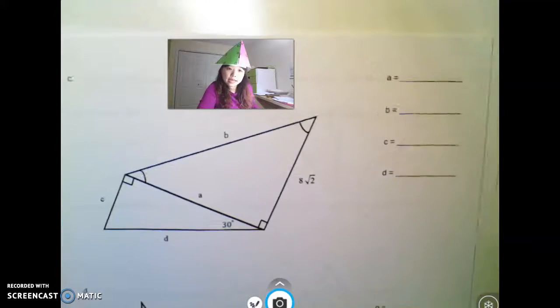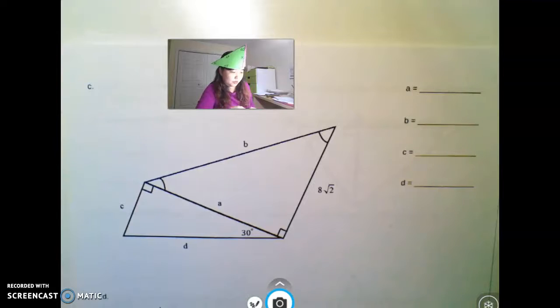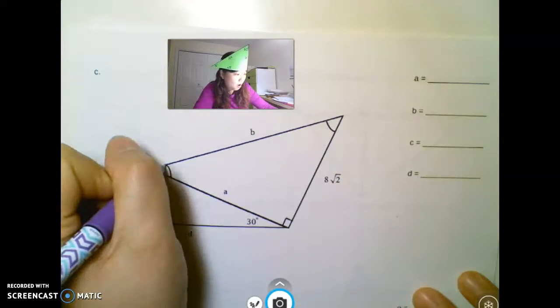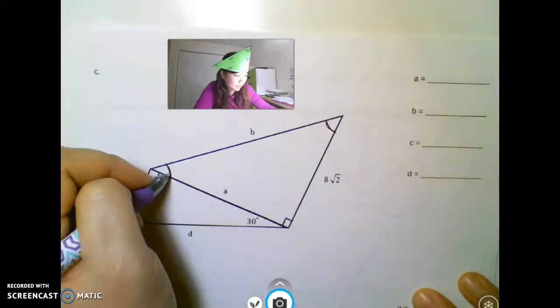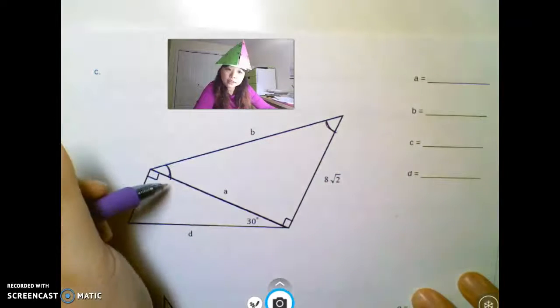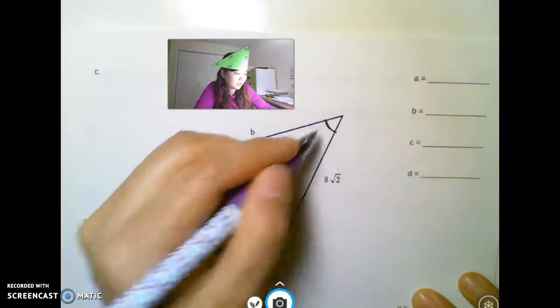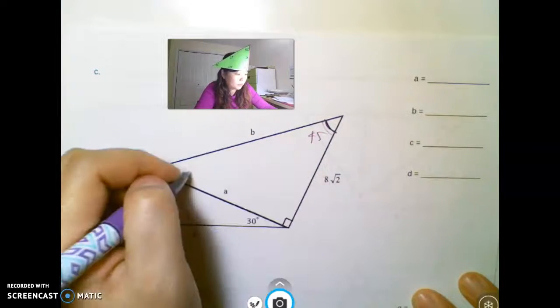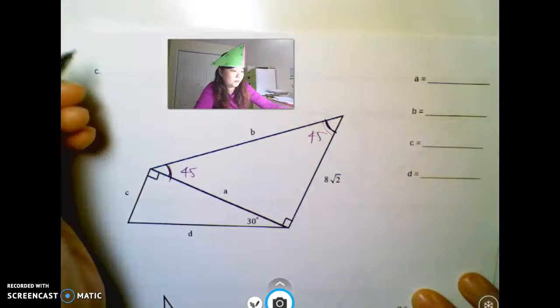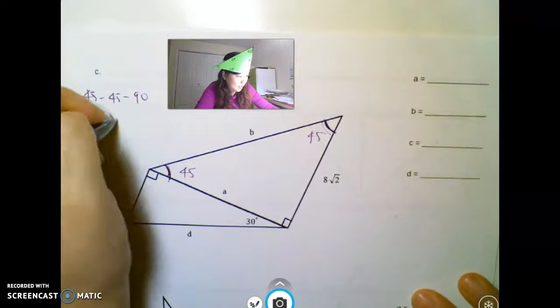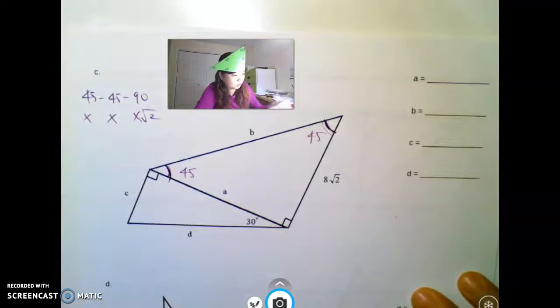I like this one. You know why? They tried to trick you. Look. What does this mean? I know. Math 3 kids are actually doing this. This means they're the same. So this is a 45, 45, 90 triangle. So we got 45, 45, and a 90. X, X, X root 2.